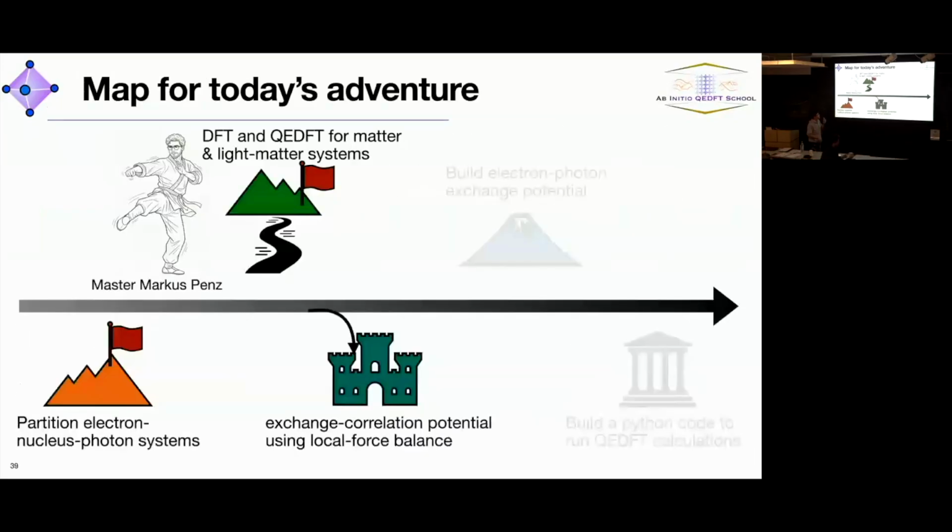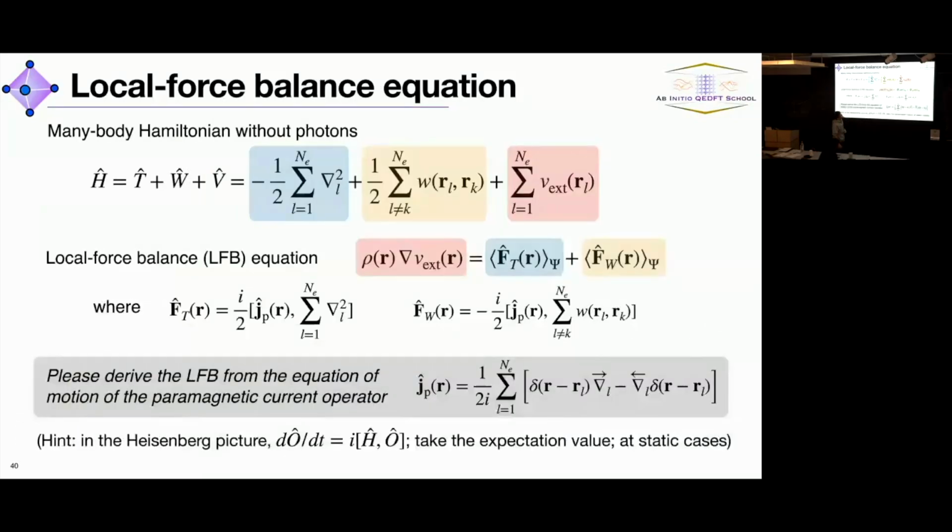Okay, so now you already know how to use QEDFT, and probably you discussed with each other how to do this mapping. The next step is to construct the exchange correlation potential using the local force balance equation. So what is the local force balance equation? I introduce this approach using just a matter Hamiltonian. Here we have the kinetic energy, the electron-electron Coulomb interaction, and also the external potential.